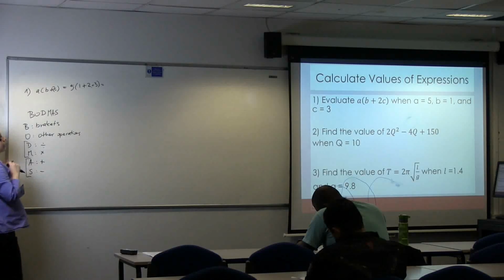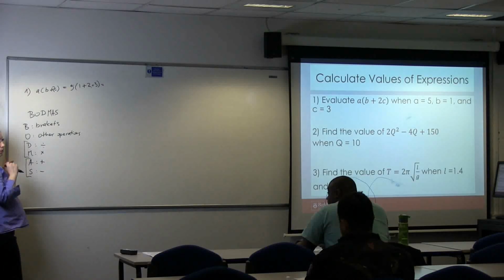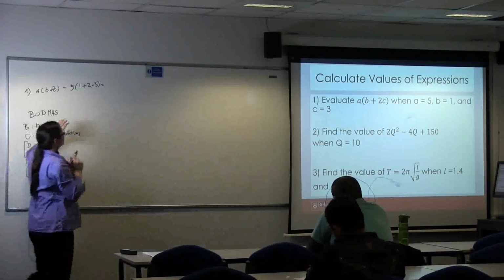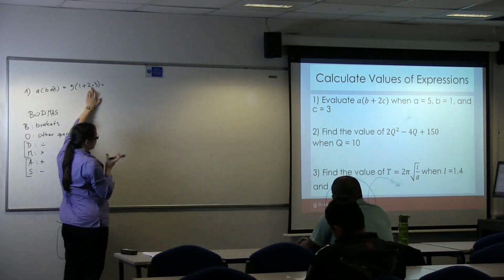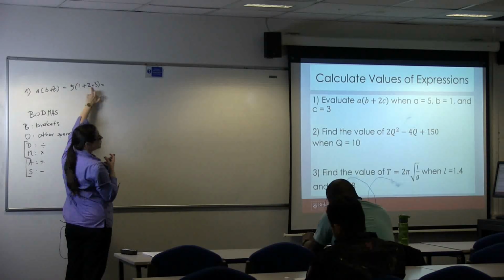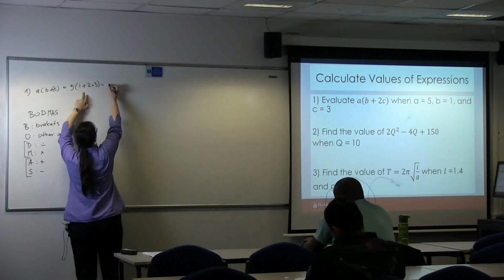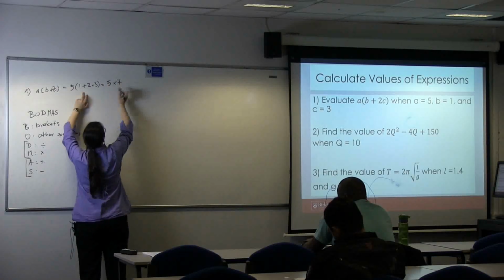So in our case, we do have a bracket, so we need to deal with the bracket first. And inside the bracket, I have got addition and multiplication. So out of those two, I need to do the multiplication first. So 2 times 6, giving it away, 2 times 3 is 6. Once I carried out the multiplication, I can do the addition. So 6 plus 1 is 7. And now I know what's the value inside the bracket.